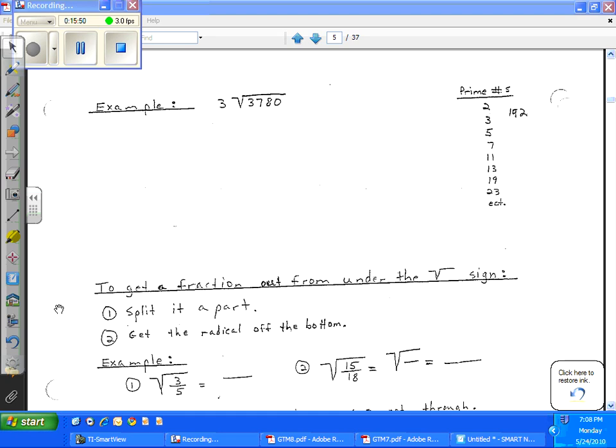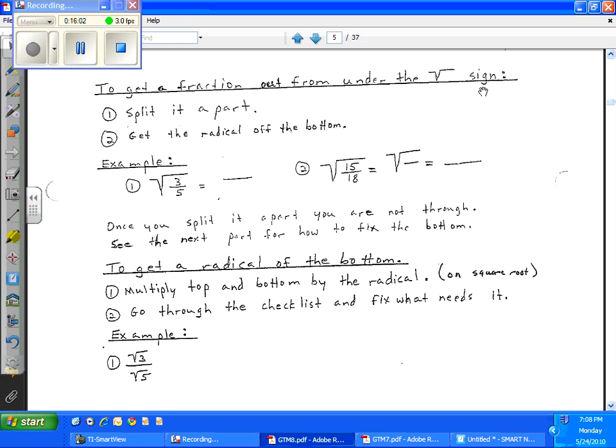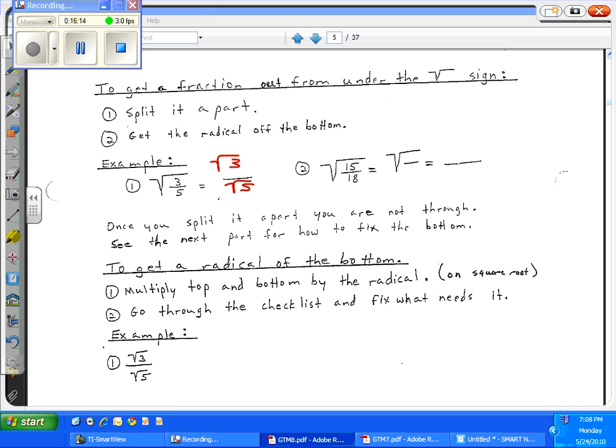Question 3, is there a fraction under the square root? To get a fraction out from under the square root, you just split it apart. So we would just split this into square root 3 over square root 5. Now you can't leave it like that because the fourth thing says, is there a radical in the denominator? And you can't have that.